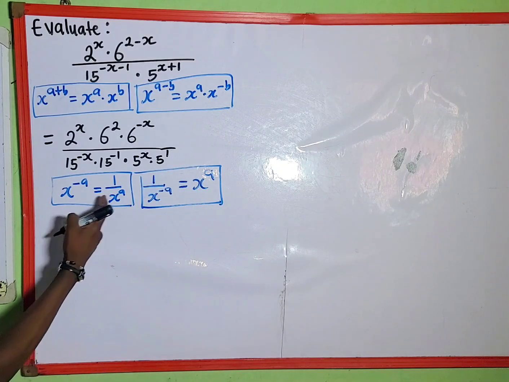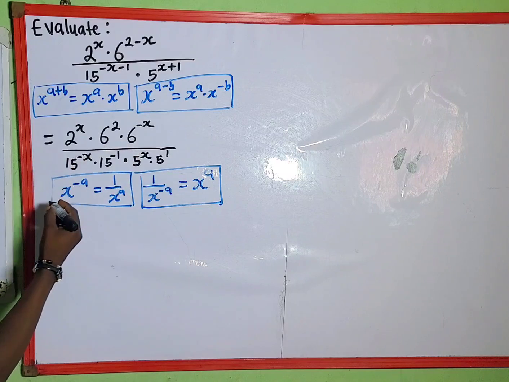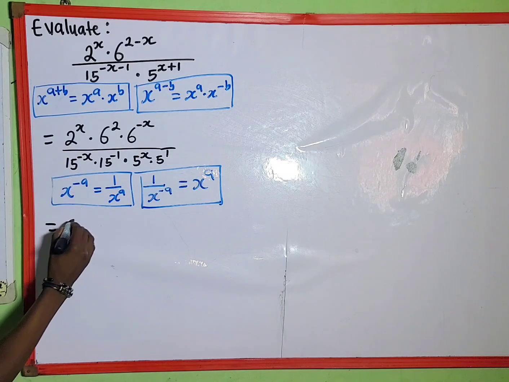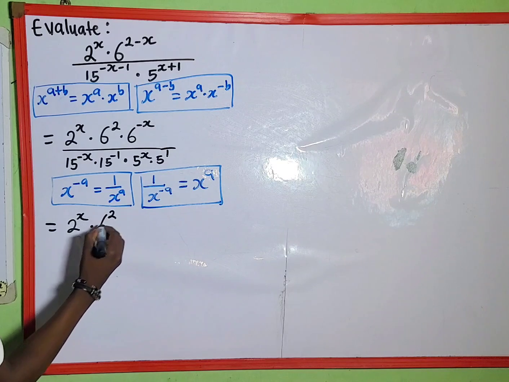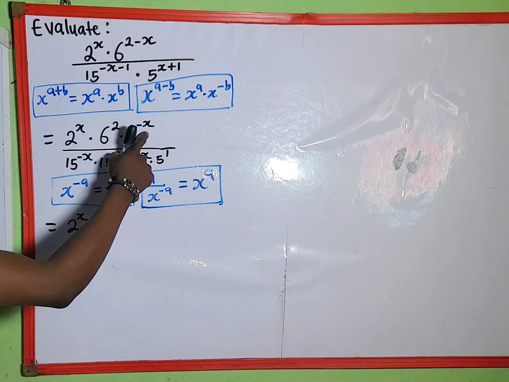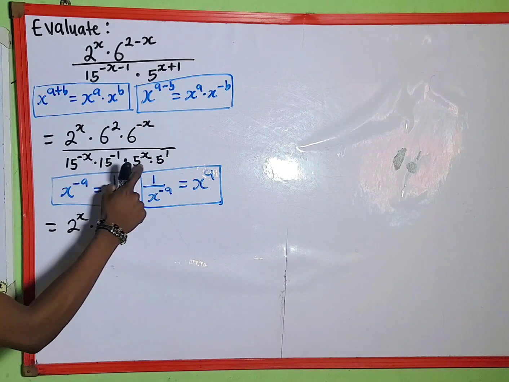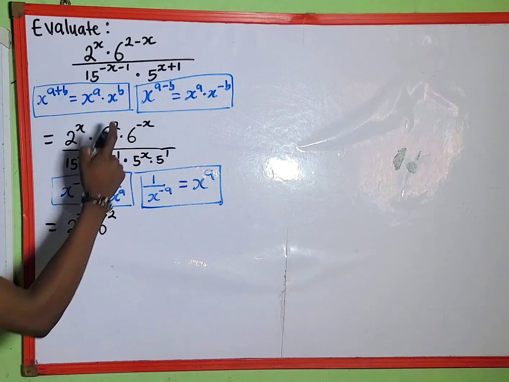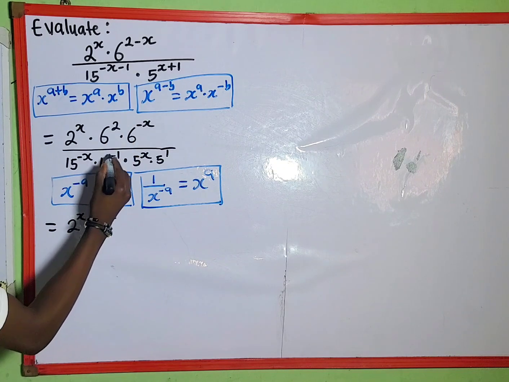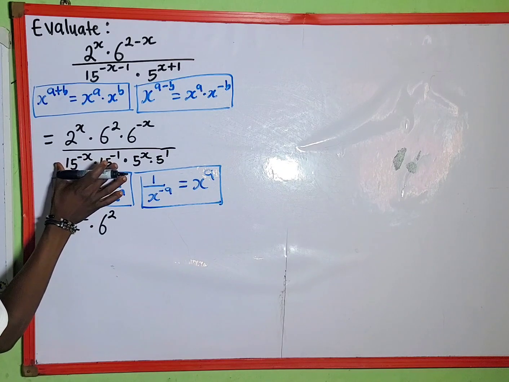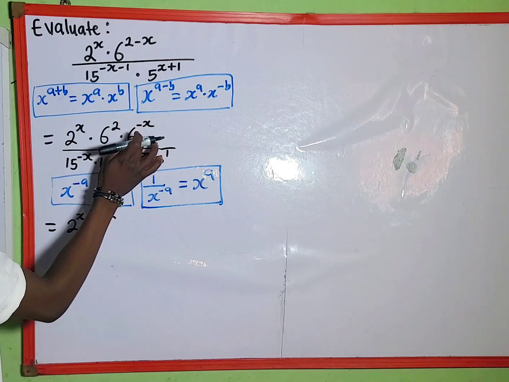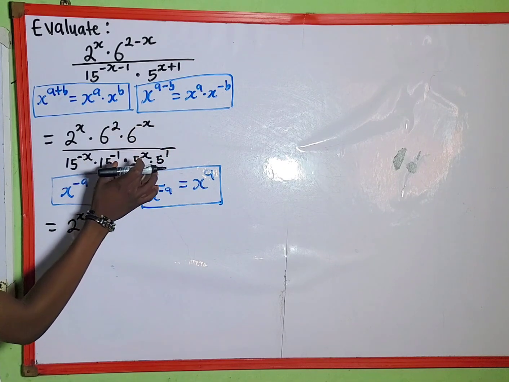Now, how are we going to apply these two properties in this expression? As you can see, we have 2 raised to the power of x, then multiply by 6 raised to the power of 2. This one with negative power, we are going to bring it down. And anywhere we see negative power here, we take it up. Now, as you can see here, we have 15 raised to the power of negative 1, 15 raised to the power of negative x. So we're going to take these two up, then we bring this 6 raised to the power of negative x down.